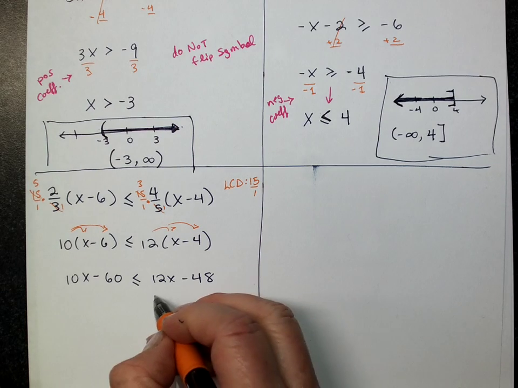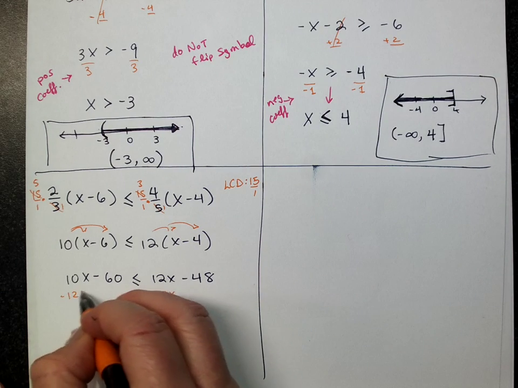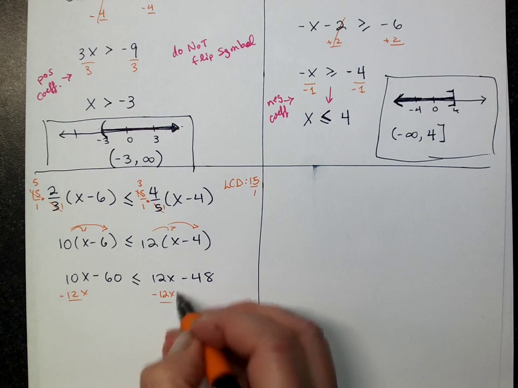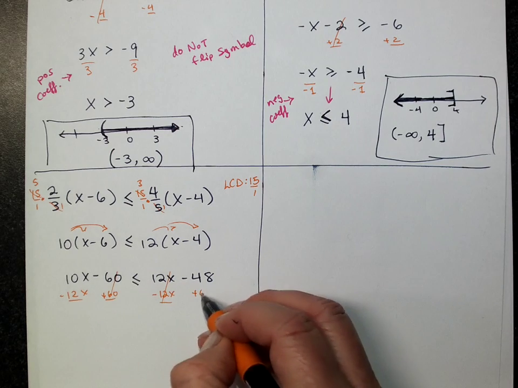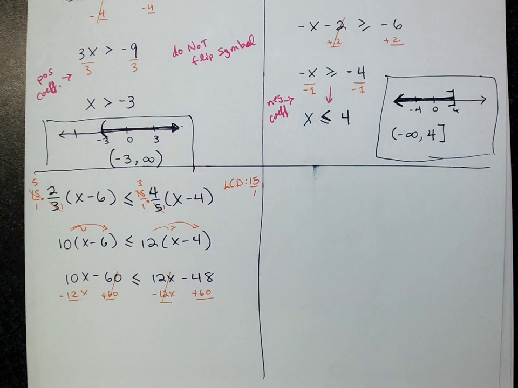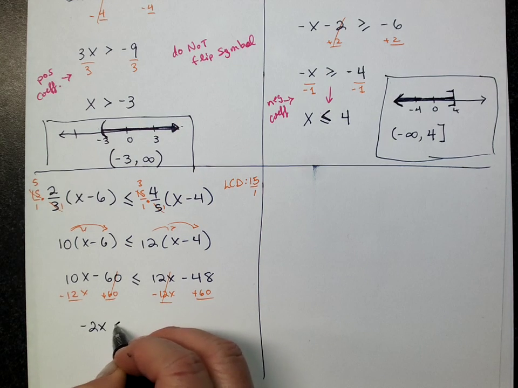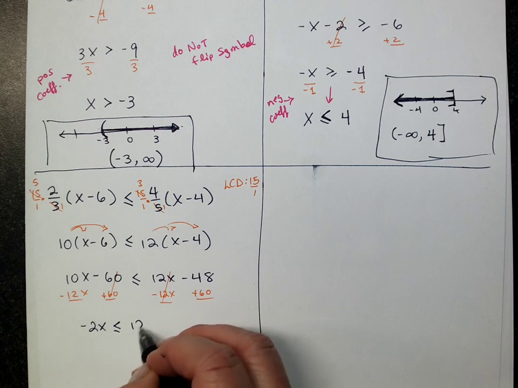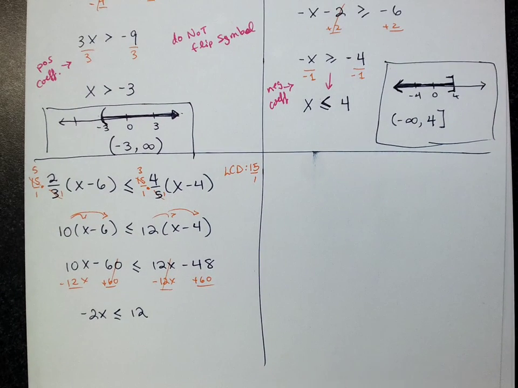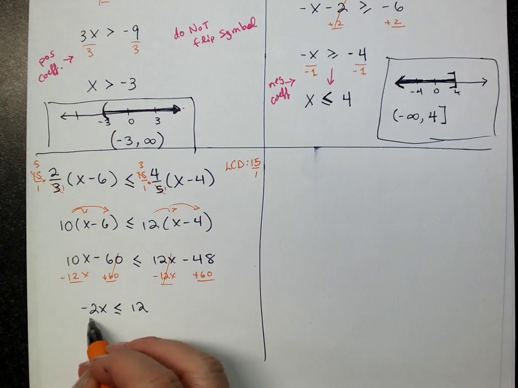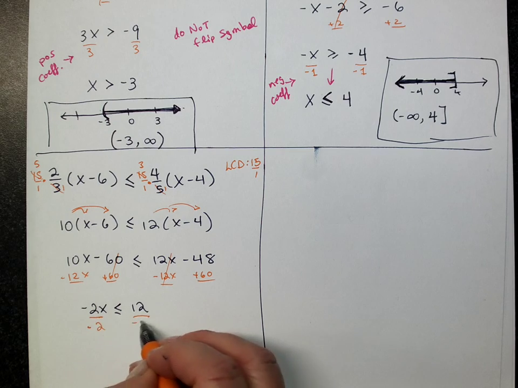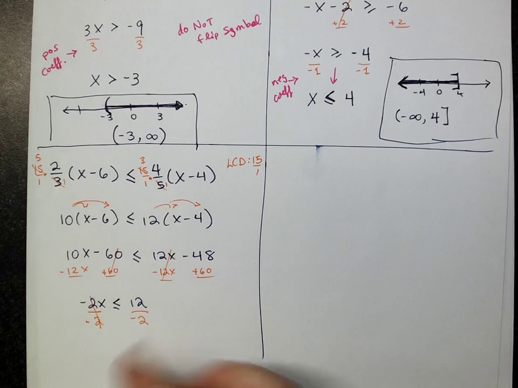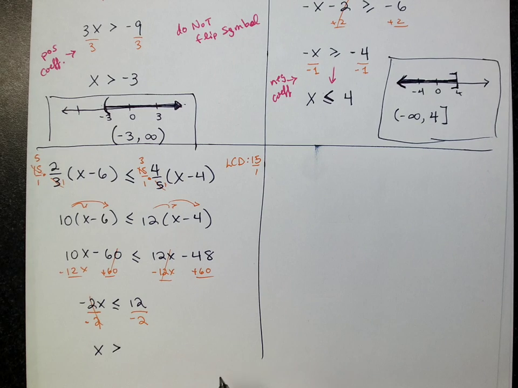Even though it's going to make it negative, doesn't matter. I'm moving that 12x over to the left. At the same time, I can push the constant over to the right. Final step, dividing away. Right. Which means it's greater than or equal to.